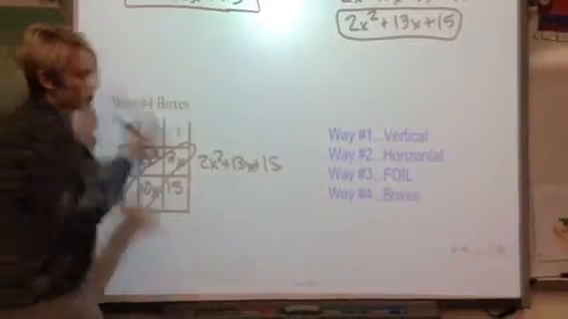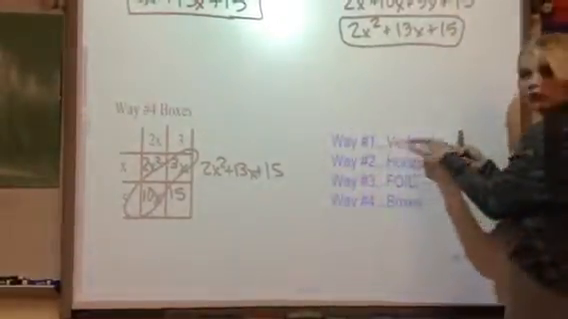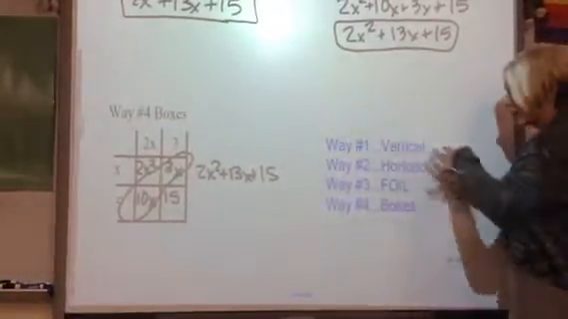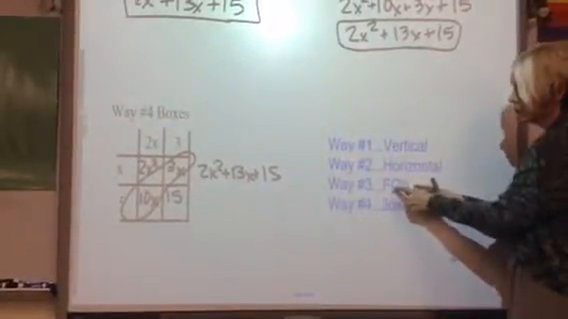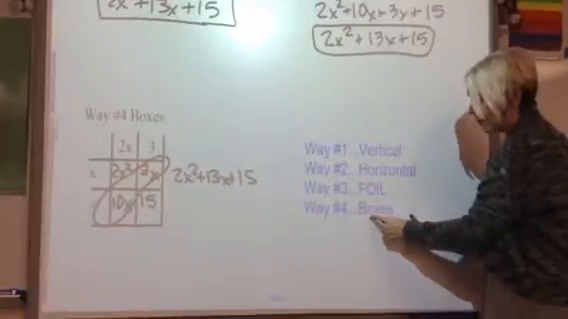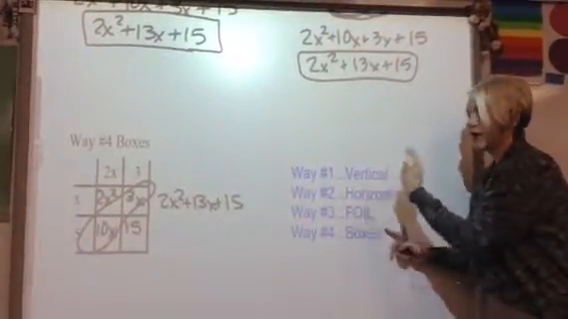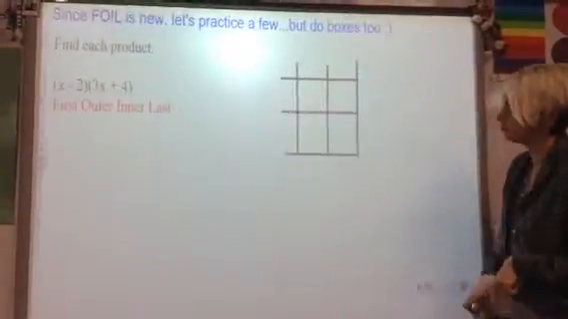So those are the 4 different ways. Let me just review. Vertical, which is like old school multiplication, 2-digit. Horizontal, which is distributive property, pulling it apart. FOIL, first, outer, inner, last. And boxes. So you try your method that you would like to try on the binomial in your notes.